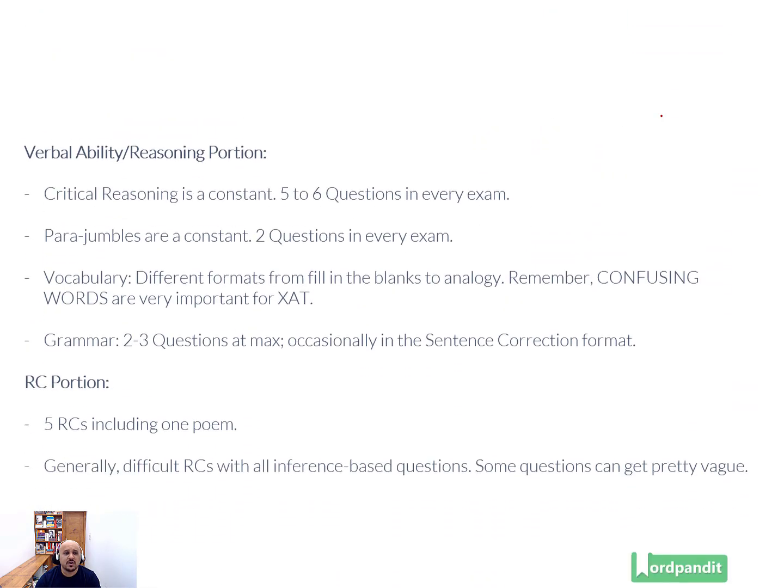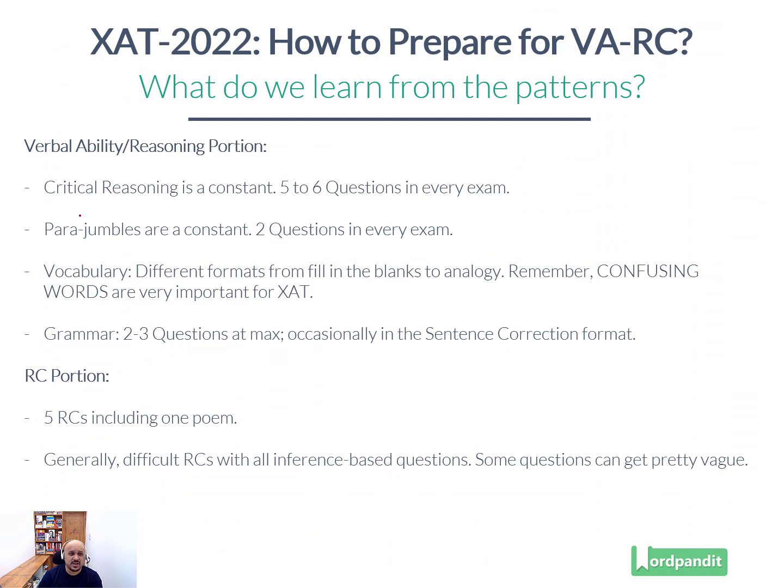Now, what do we learn out of it? That's something that's got to be very critical. Critical reasoning is a constant, 5 to 6 questions every year. So that's important from your perspective. You have to practice CR, go through the concepts, go through the practice problems for this particular area. Parajumbles are a constant, a couple of questions. Vocabulary, it's a mixed bag, right? So you've got everything from fill in the blanks to analogies to antonyms.